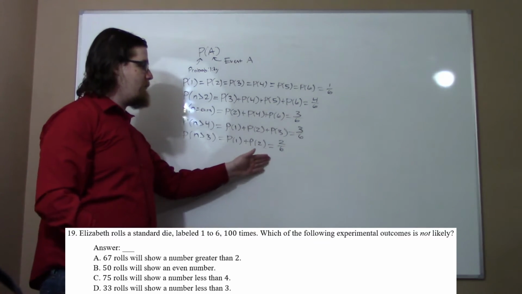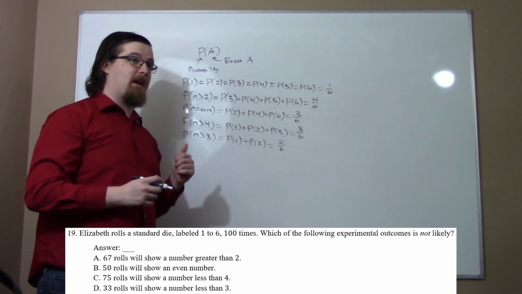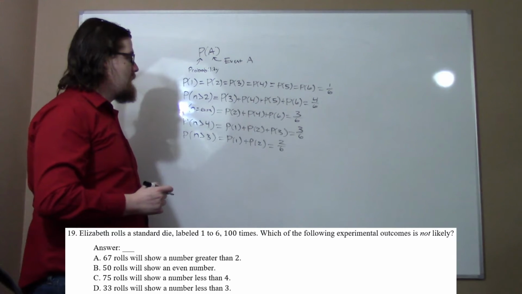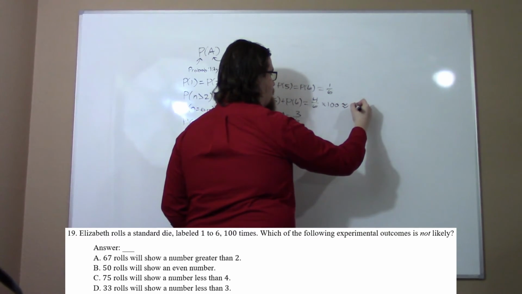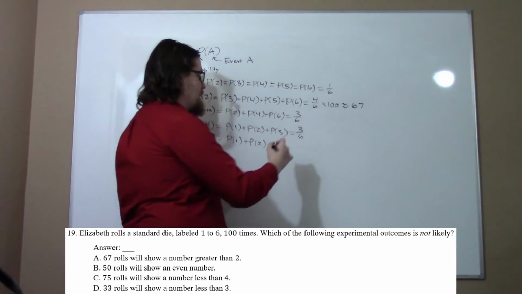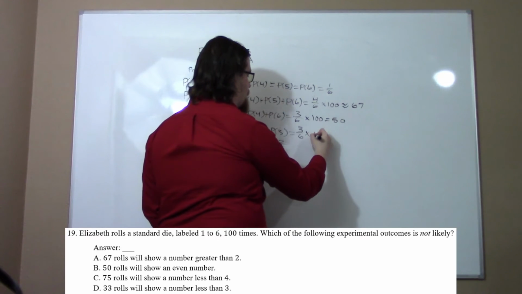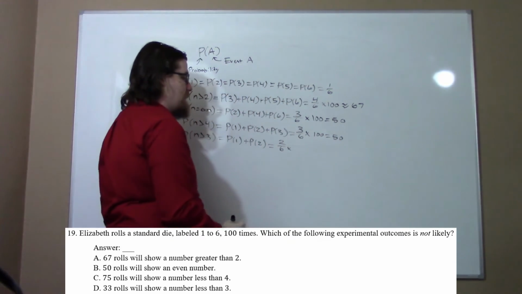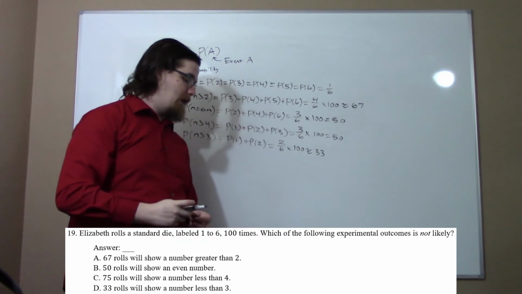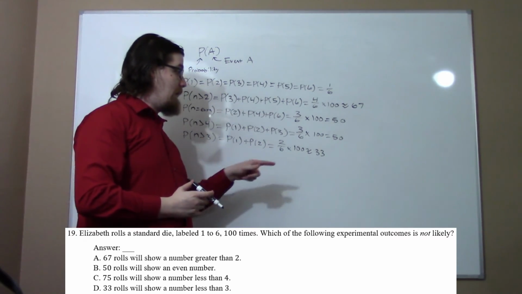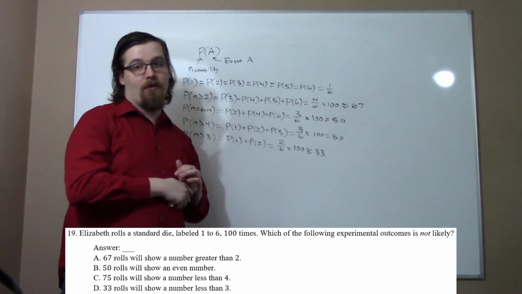Alright, finally, we want to take each of these probabilities and multiply it by the total number of rolls. This will give us the expected number of rolls for each scenario. So 4 out of 6 times 100 comes out to approximately 67 dice rolls. 3 out of 6 times 100 comes out to exactly 50. The same can be said for the second 3 out of 6. And finally, for 2 out of 6 times 100, this comes out to approximately 33 rolls. If we look at our answer choices, we can see that each of these cases, other than answer choice C, match with the expected outcomes. So our answer for which is not likely is going to be answer choice C.